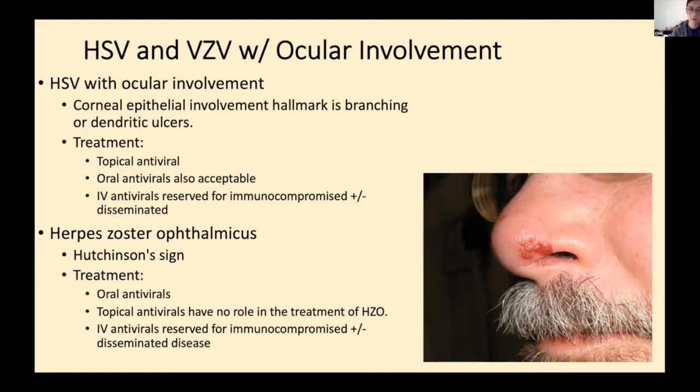You can do acyclovir, valacyclovir, famciclovir, but topical antivirals won't have a role in the treatment of herpes zoster ophthalmicus. And again, IV antivirals are usually reserved for immunocompromised patients with or without disseminated disease, or if there is sight-threatening disease.